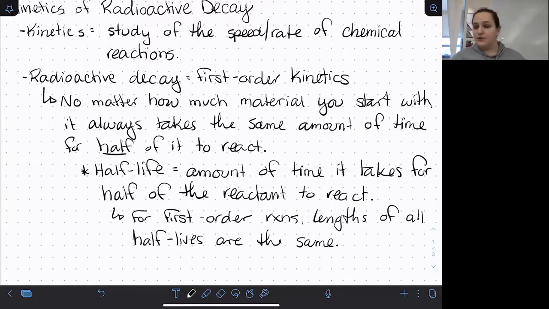So that's not true of other reaction orders. For other types of reactions, the half-life depends on how much you're starting with. You get a longer half-life if you start with more stuff, or a shorter half-life if you start with more stuff, depending on the reaction. So we're not going to talk about any other kinds of kinetics besides radioactive kinetics in this course, so just first order is what we're looking at.